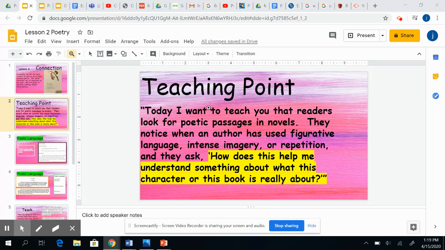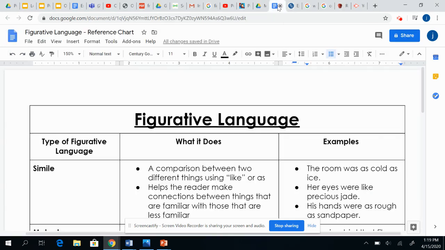So I want to introduce us to our teaching point. Today, boys and girls, I want to teach you that readers look for poetic passages in everything they read. They notice when an author has figurative language, intense imagery, or repetition. And when they see figurative language, they stop and ask themselves, how does this help me understand something about what this character or this book is really about? So let's get to it.